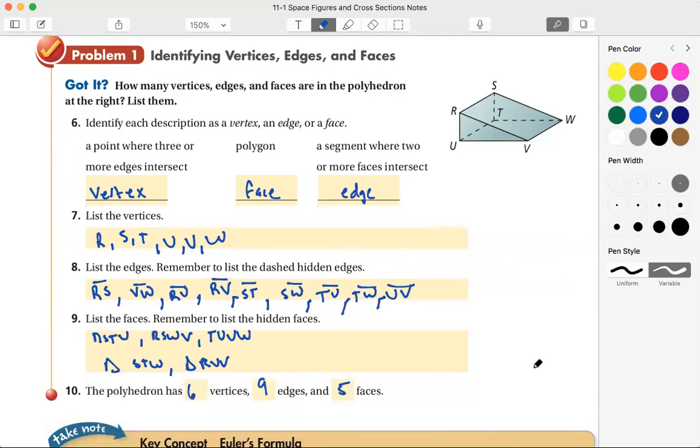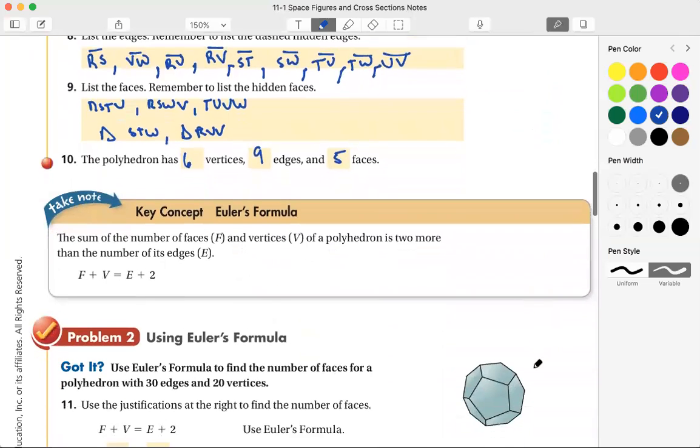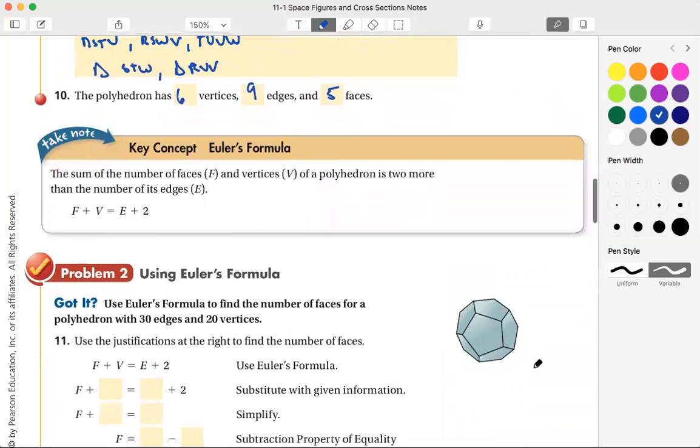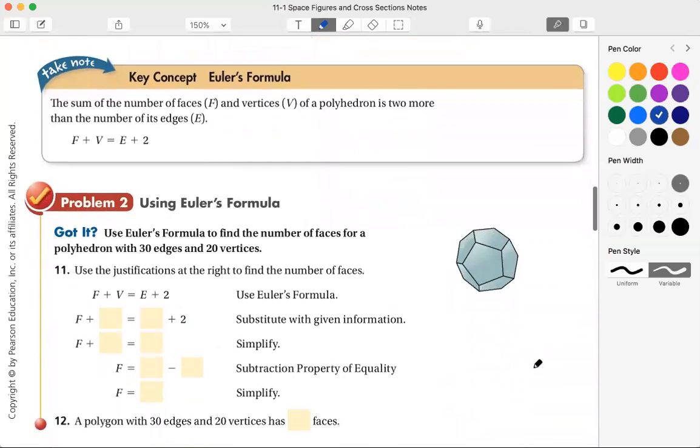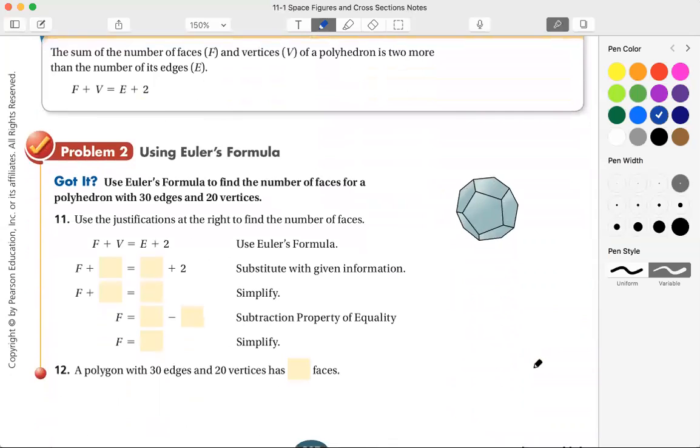So we could sit there and always count these out, but you notice how long that took. There's actually a cool theorem that helps us do this. This is called Euler's formula. The sum of the number of faces, F, and the number of vertices, V, of a polyhedron is 2 more than the number of edges. So here's a very important formula: F plus V equals E plus 2.